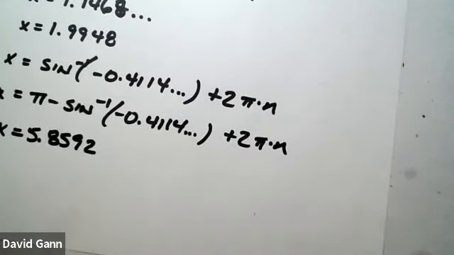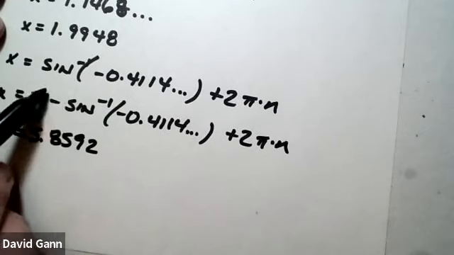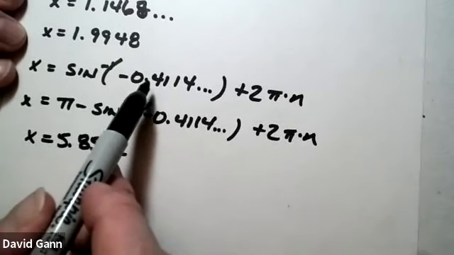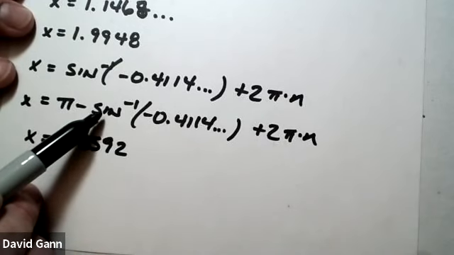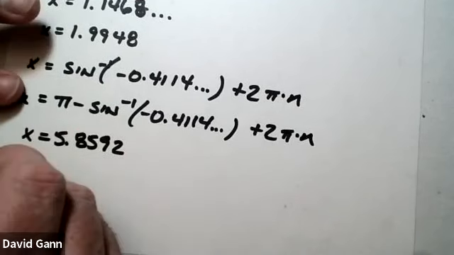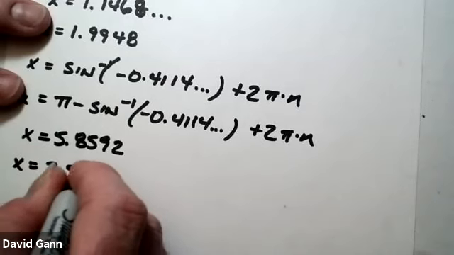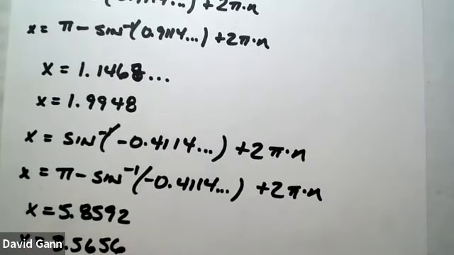Then alternatively, I change the sign on that number. Remember, this again was negative 0.4240 something, so I'll change the sign here. I've got 0.4240 plus pi, and I get a possible value of 3.5656.